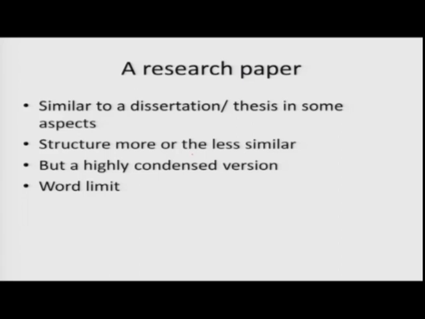So how does it work? A dissertation, as I mentioned, is a fairly long document, about 150, 200 pages, sometimes even more than that. However, a research paper has a strict word limit. Most of the time it's about 2000 words to 5000 words. So one aspect which makes a research paper different is that it is a highly condensed version.